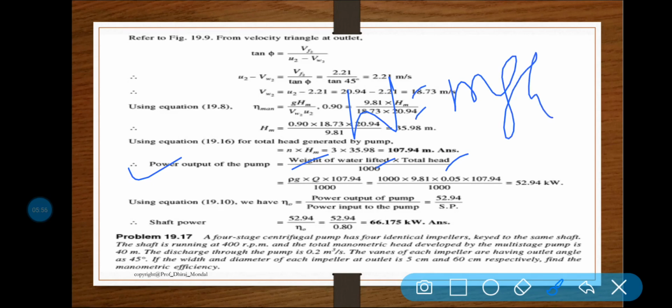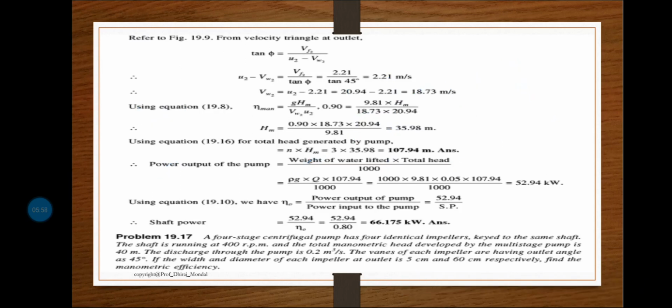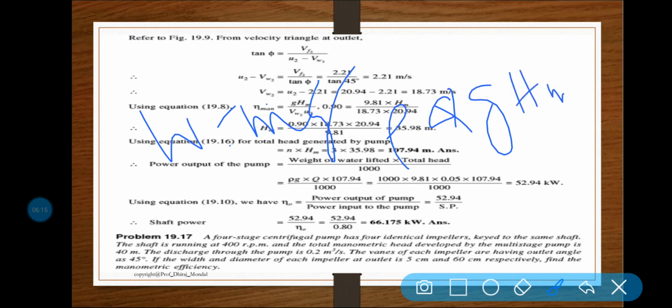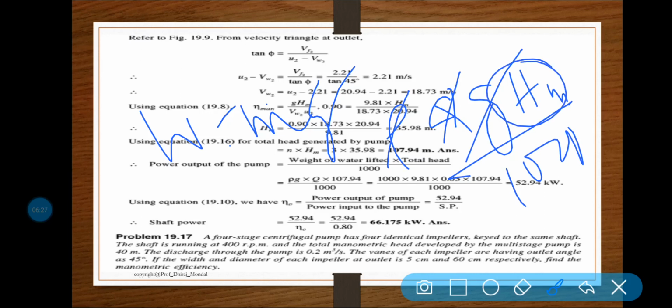Sorry, W is equal to m into g. M is equal to rho into Q, because the mass flow rate is rho A V. So W is rho into Q into g into Hm by 1000. Clear? So rho you know is 1000, Q you already found out, and g you know is 9.81, Hm is already 107.94, and the 1000 cancels out.